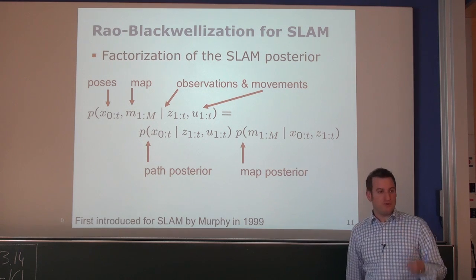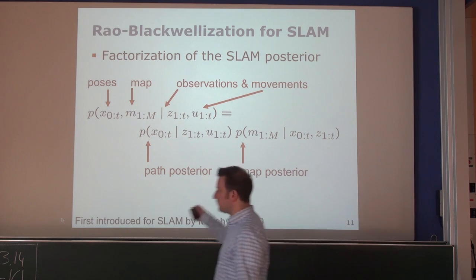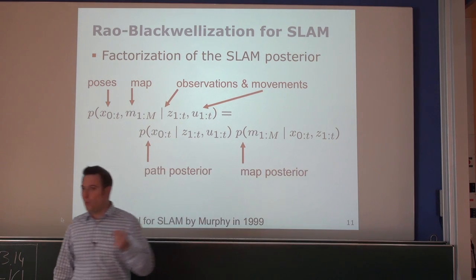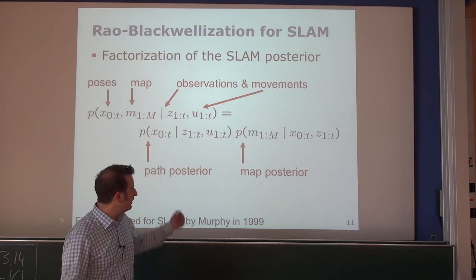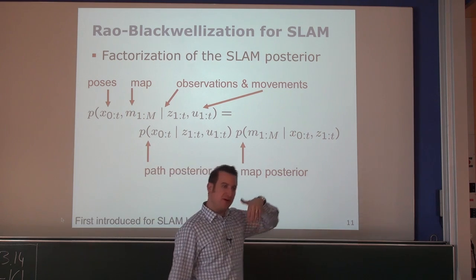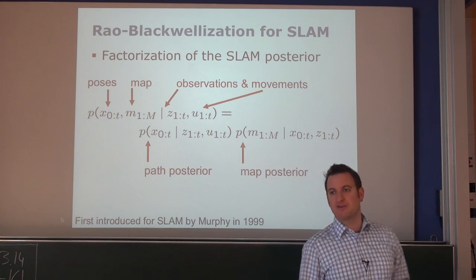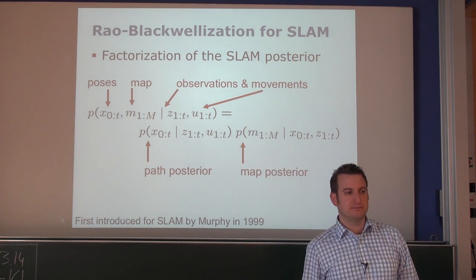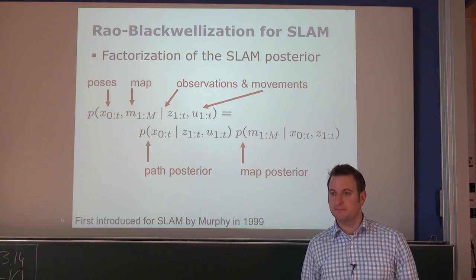So we have now two posteriors. The first one is the path posterior, which estimates what's the trajectory that the robot took. And the second is a map posterior that depends on the possible paths that the robot has been taking. Okay?